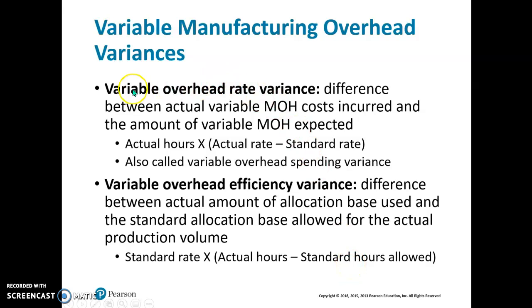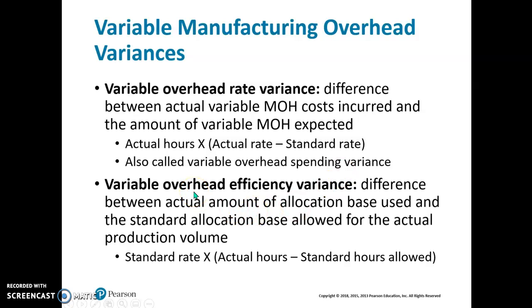Okay, so the variable overhead rate variance is the difference between the actual variable manufacturing overhead costs incurred and the amount of variable manufacturing overhead expected. Okay, so you take your actual hours times the difference in rates, actual rate minus standard rate. Sorry, and this is also called the variable overhead spending variance.